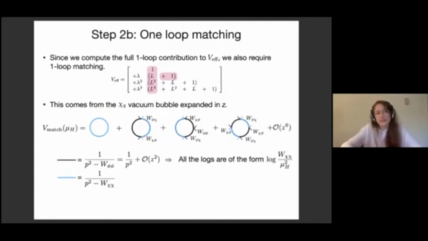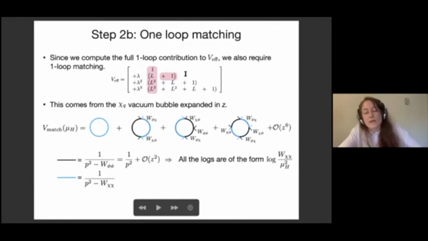Okay, so back to the matching. If all I cared about were this leading log series and the effective potential, I would be done. But I told you I want to compute the full 1 loop contribution, so I also need 1 loop matching. And the 1 loop matching just comes from doing the chi quantum vacuum bubble, expanded in the Z power counting expansion. I'm going to call this 1 loop matching contribution from this bubble V match. And again, we're matching at this high scale, mu high.